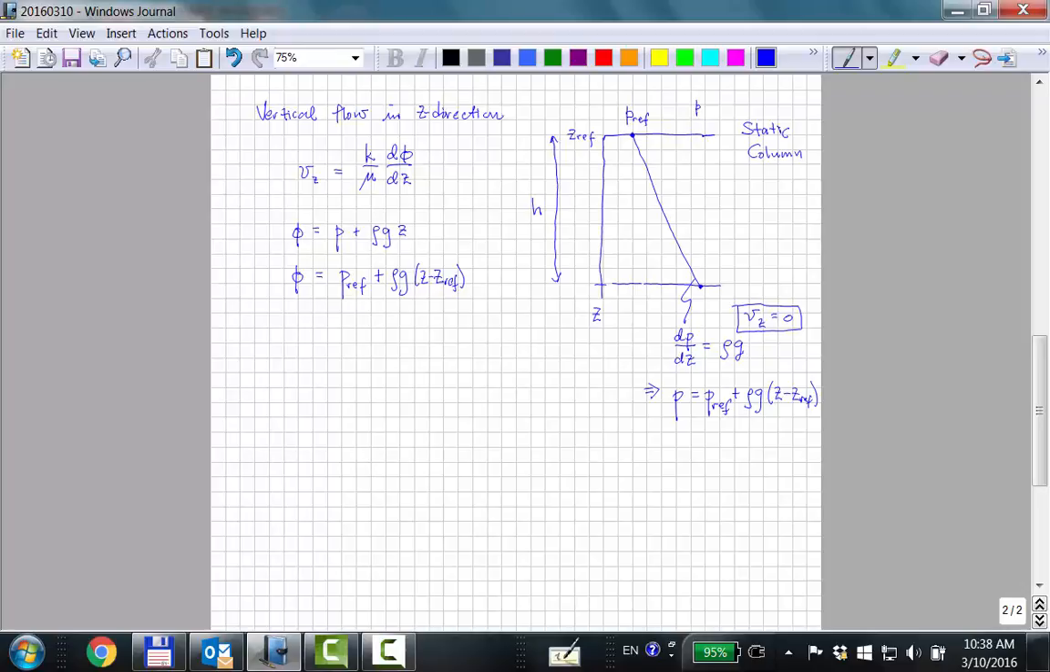And that potential, if we plot the potential given by that, then basically that potential would look like this. That's the plot of potential. This is the plot of pressure. And the derivative of that potential with z is 0, so we don't get any flux. Okay? So that's Darcy's law in the z direction.